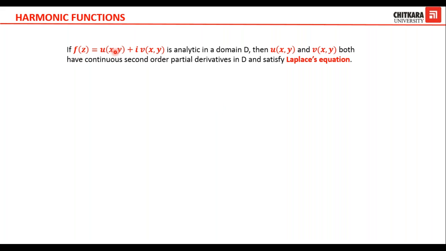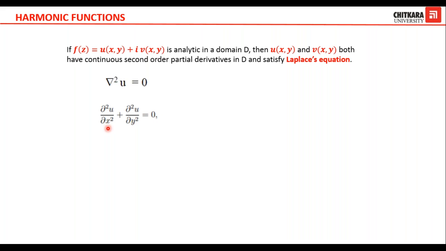If f(z) is equal to u plus iota v is analytic in a domain D, then u and v both have continuous second order partial derivatives in D and they satisfy Laplace equation. Now, what is Laplace equation? Laplace equation means that if u is satisfying Laplace equation, we will write it as del square u is equal to zero. What is the meaning of del square u equal to zero? You can see that the function u, it is dependent on the variables x and y. So del square u equal to zero means you will take the second partial derivatives with respect to the variables, you will add them, and the sum should always be equal to zero.